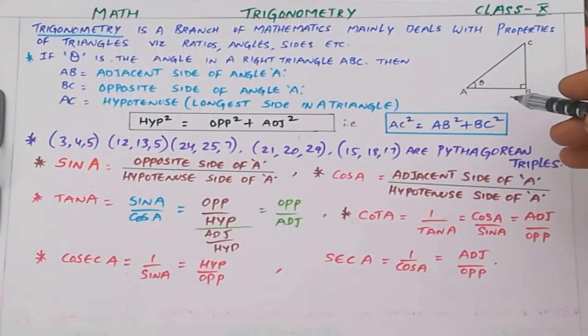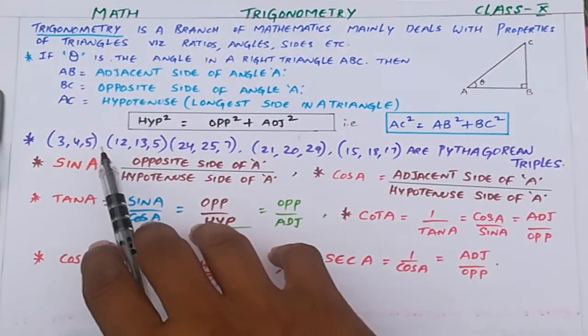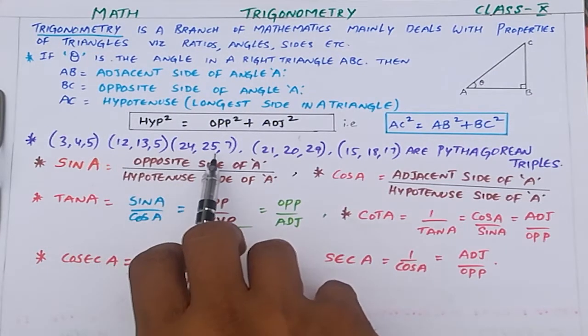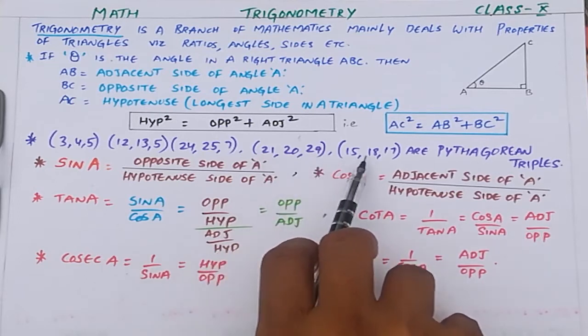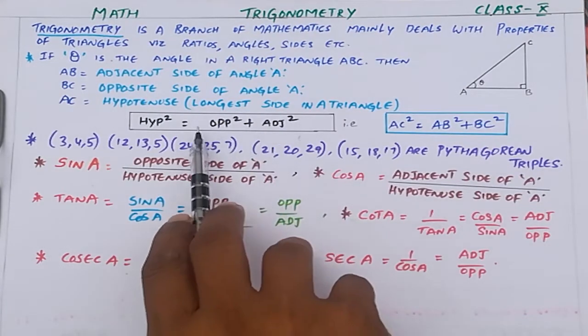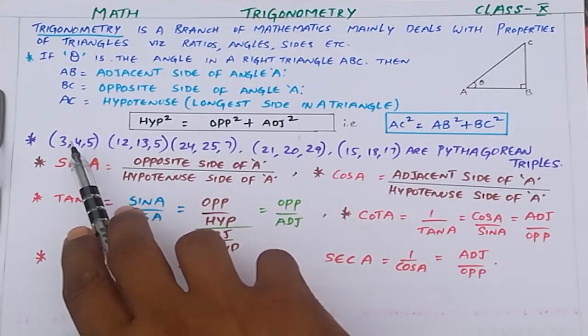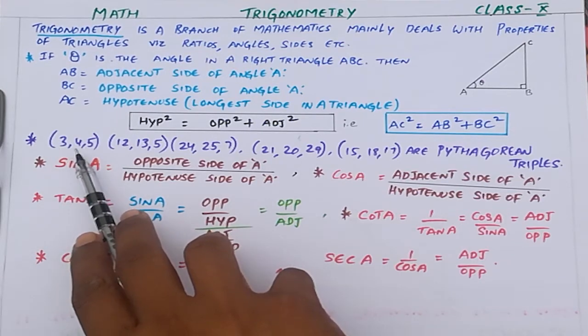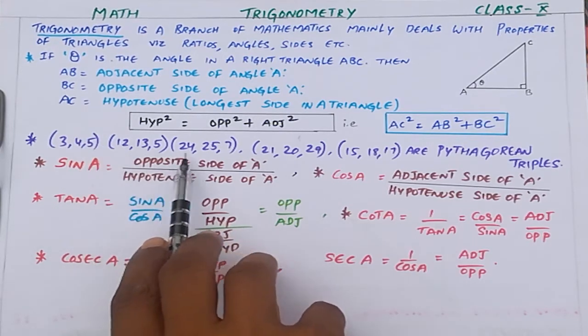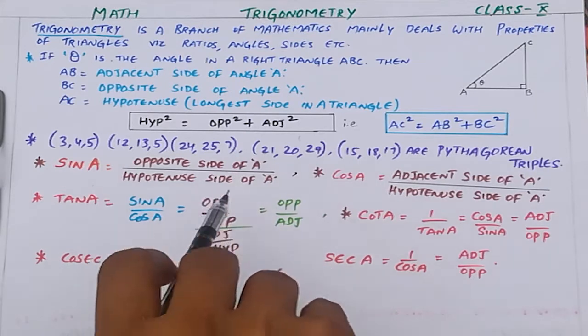Now these are the sides, and we will see what the angles are. Along with the sides, we have the Pythagorean triples: 3, 4, 5; 12, 13, 5; 24, 25, 7; 21, 20, 29; 15, 18, 7. What do we mean by these? Any two sides give the third using this formula. Suppose 3 square plus 4 square, opposite square plus adjacent square: 9 plus 16 is 25. Root 25 is 5. Like that we will get these values. It is easy to remember the Pythagorean triples.